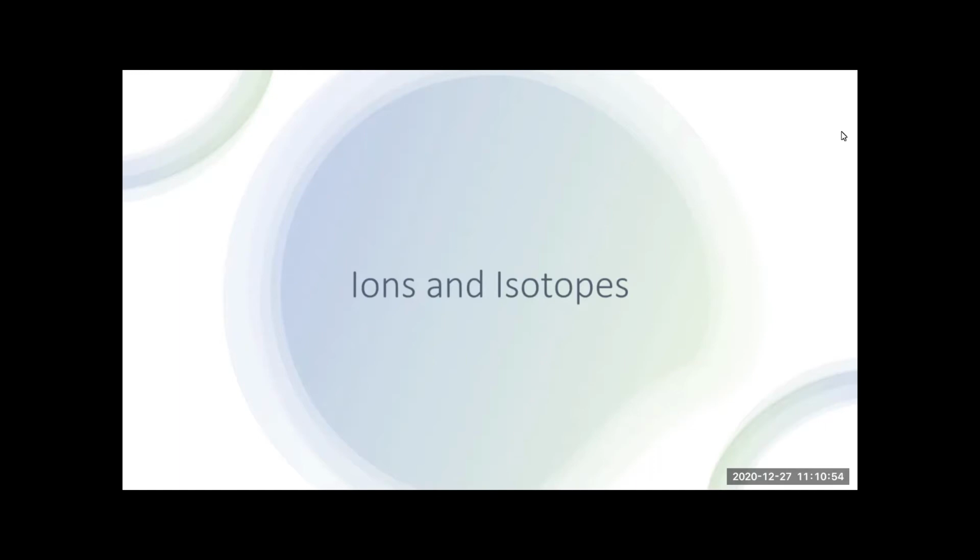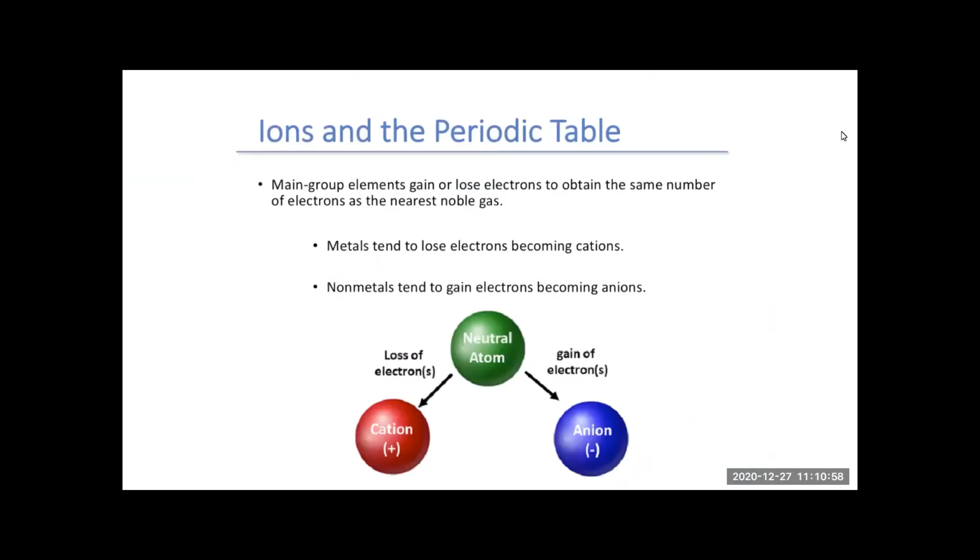In this video, we'll learn about ions and isotopes. Previously, we looked at the structure of an atom, which involved having our nucleus with our positive charge where the protons and neutrons are, and then having our electron cloud where the electrons are.